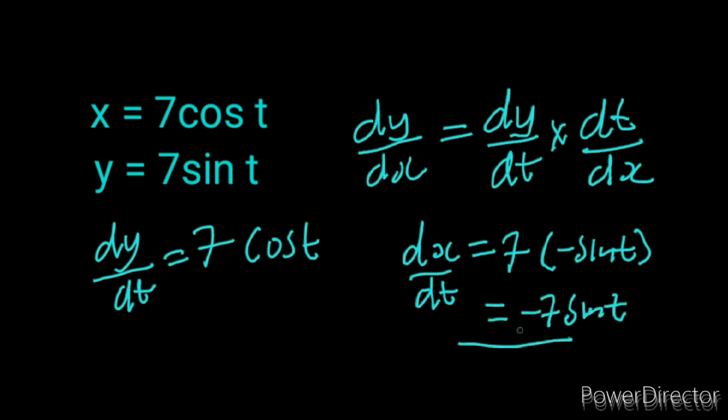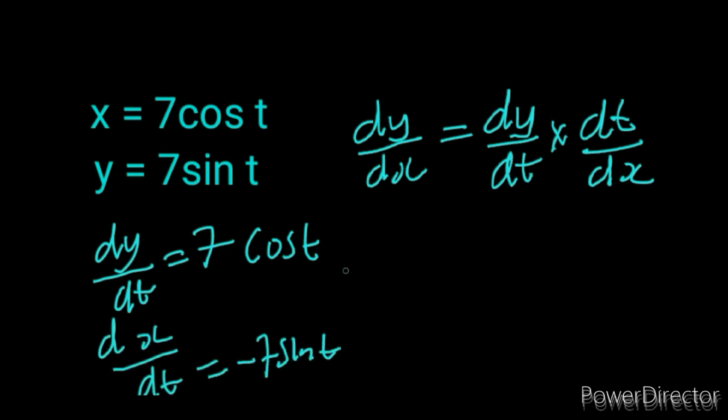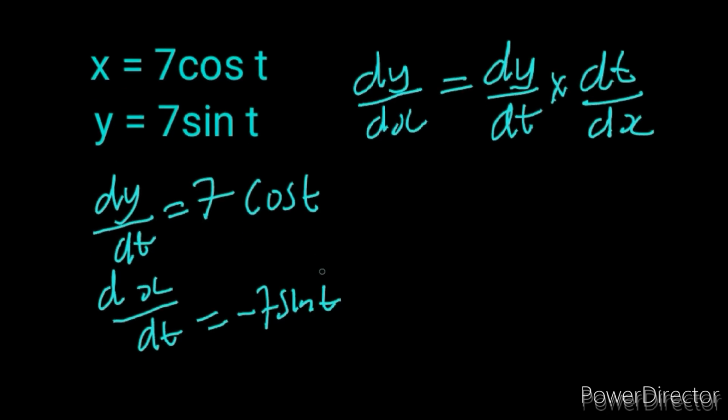So let me just write this over here. Notice that we've got the derivative of y with respect to t, and we also have the derivative of x with respect to t. So far this part gives us this part. But as for this part, we've got a slight problem. The problem is that we want the derivative of t with respect to x, but instead we have the derivative of x with respect to t.